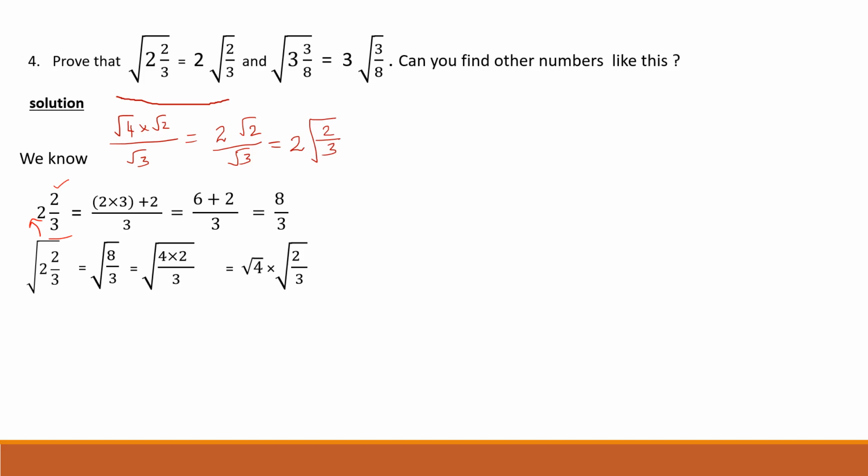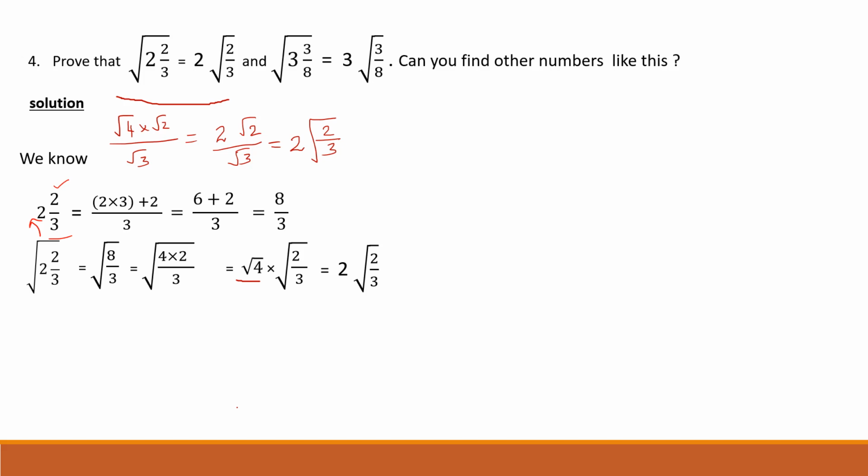And we know here square root of 4 is 2. So we get the answer as 2 times square root of 2 by 3. And hence we proved the first part. And then can you try the second part? Square root of 3 by 8 equal to 3 times square root of 3 by 8. From where will you start?